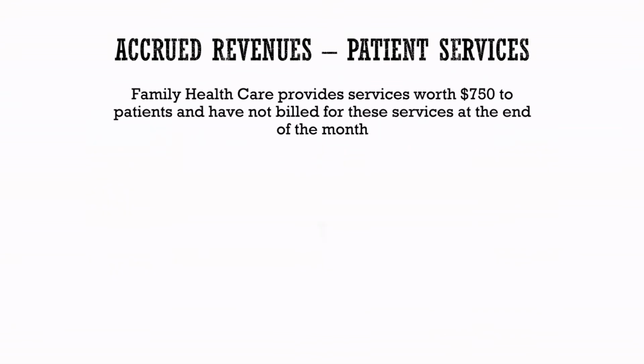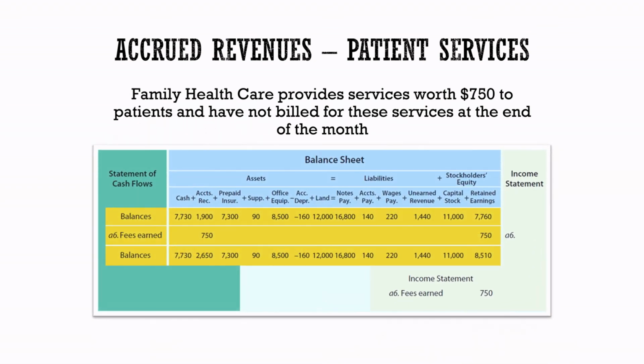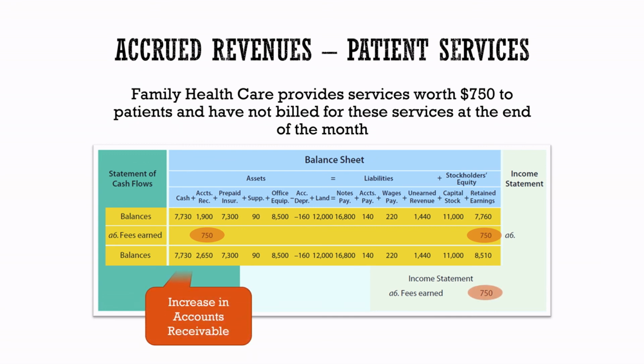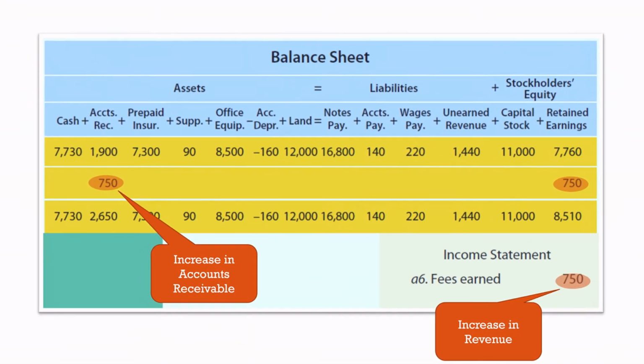Accrued revenues or assets are revenues earned but not yet recorded. An example would be revenue for patient services earned but not yet billed to the insurance companies. Normally, accrued revenue adjustments are used to account for services provided near month's end. This adjustment is recorded by increasing accounts receivable by the amount which will be billed later. In our example, accounts receivable is increased by $750. Retained earnings increases, and fees earned is recorded under the income statement column as $750.